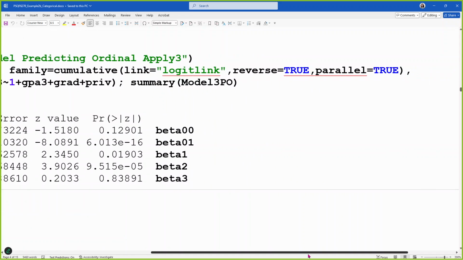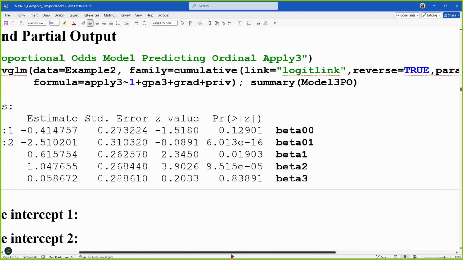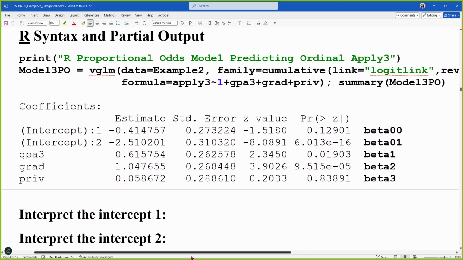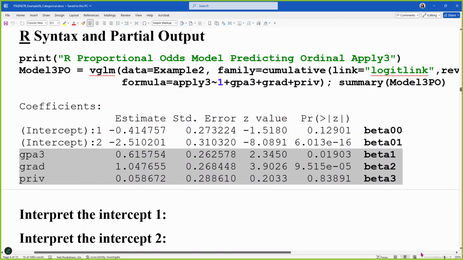Parallel equals true means force all my slopes to be the same. Yep, parallel lines. So that's why in the output, there's only one slope listed because it's being constrained to be equal.